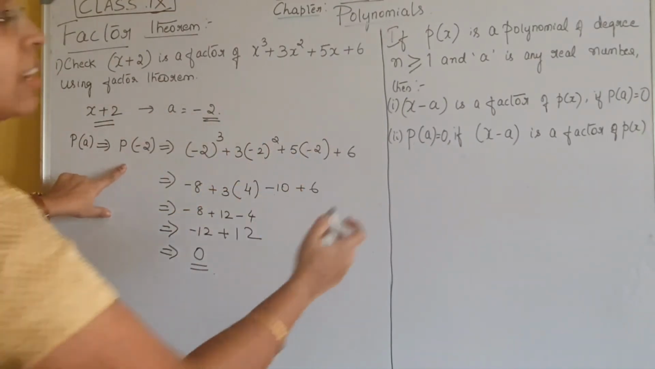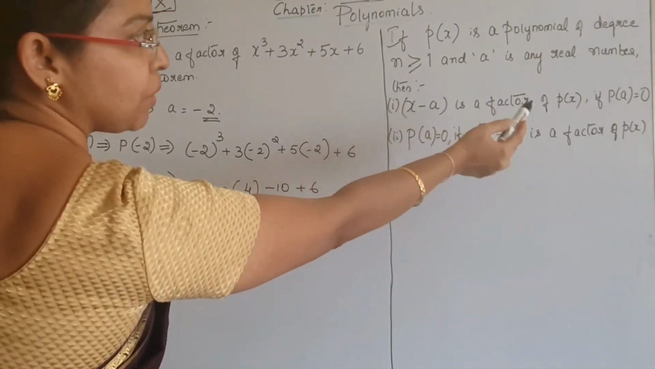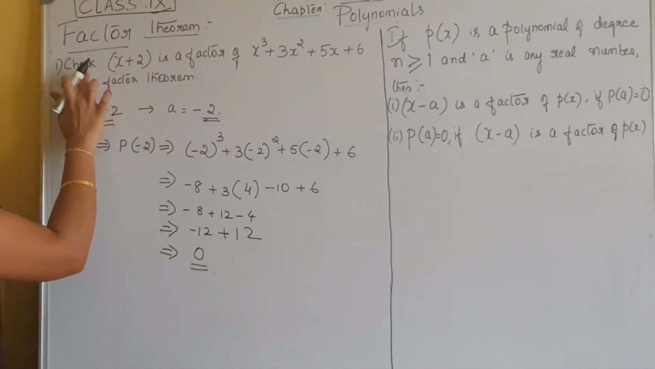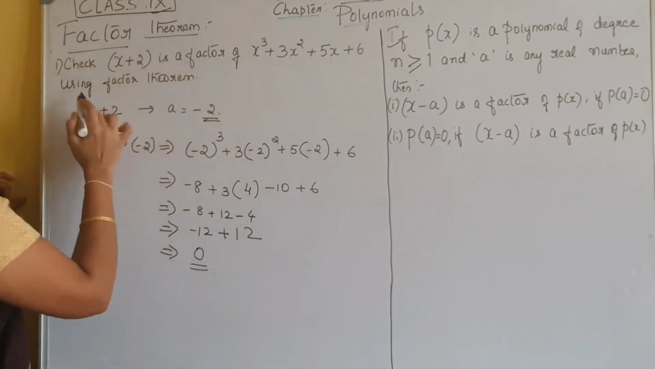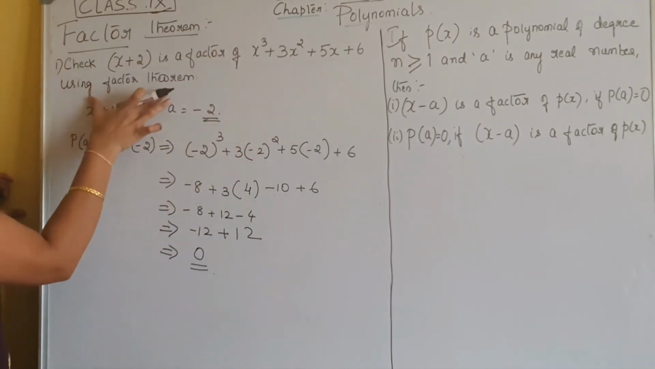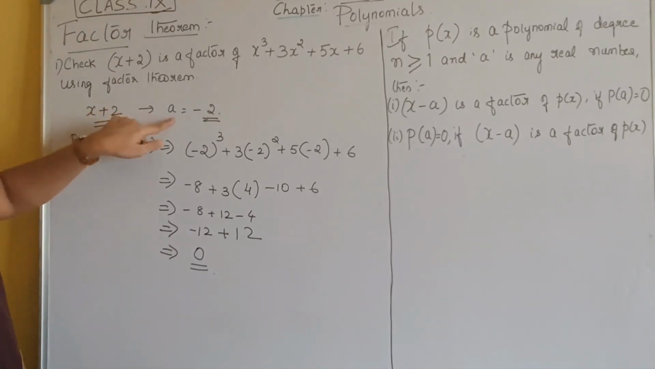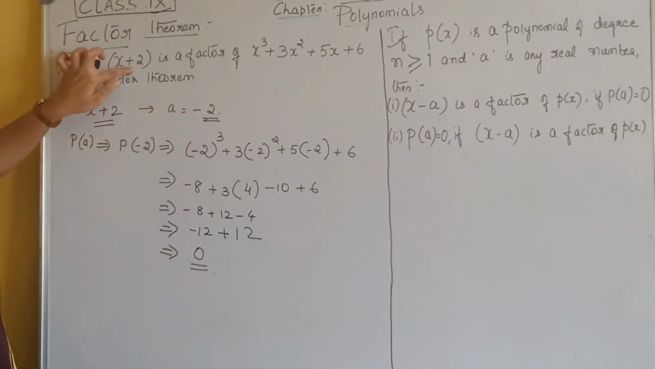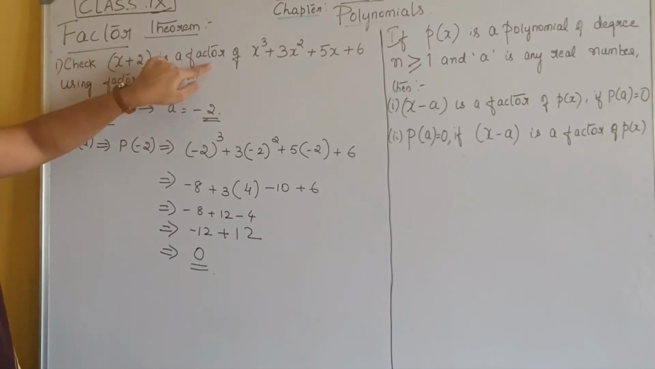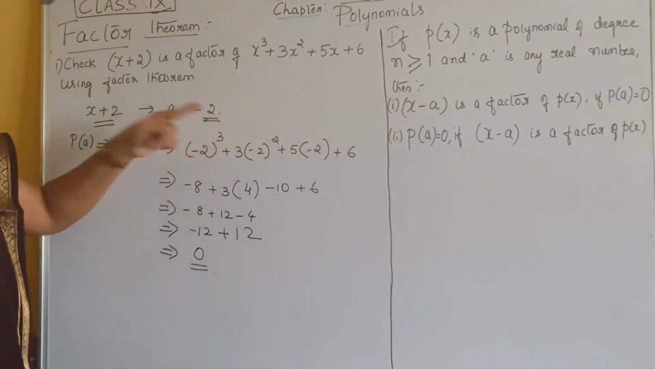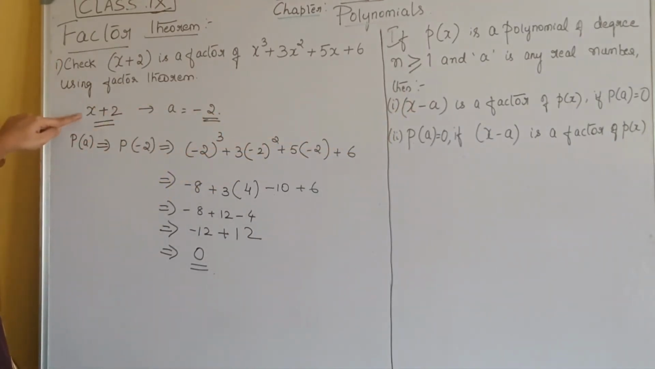So simple it is. That is, x minus a is a factor of p of x if p of a is equal to 0. So what does the question say? Check whether x plus 2 is a factor of this polynomial using the factor theorem. What do we do here? First we get the value of a. A is minus 2 because x plus 2 is a factor. What is it? x minus a is a factor. Then we should find out the value of p of a. So get the value of a and substitute, because we need to get the value of p of a.